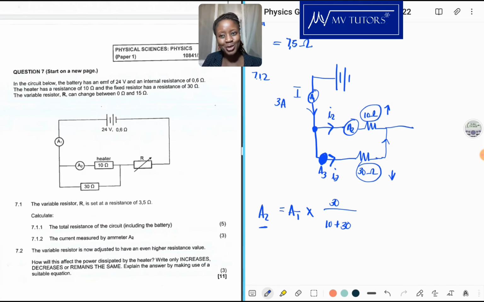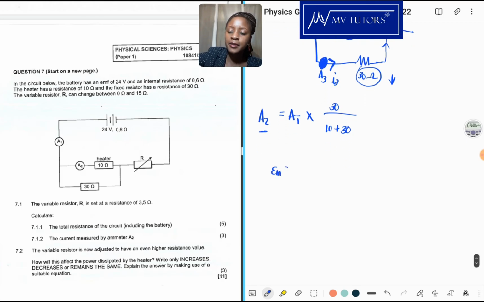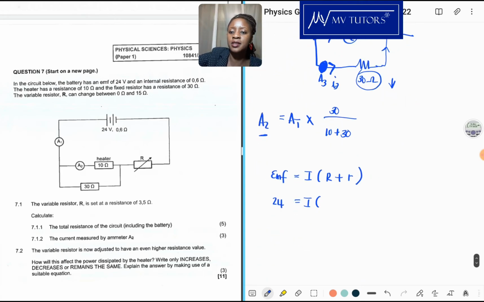But firstly, we need to determine what the current is. They gave us the EMF, right? Remember, EMF is equal to the current times the resistance in the circuit plus the internal resistance. So they gave us the EMF, it is 24. We don't know what the current is. And we know that the resistance in total, basically R plus small r, we calculated it, it is 11,6.